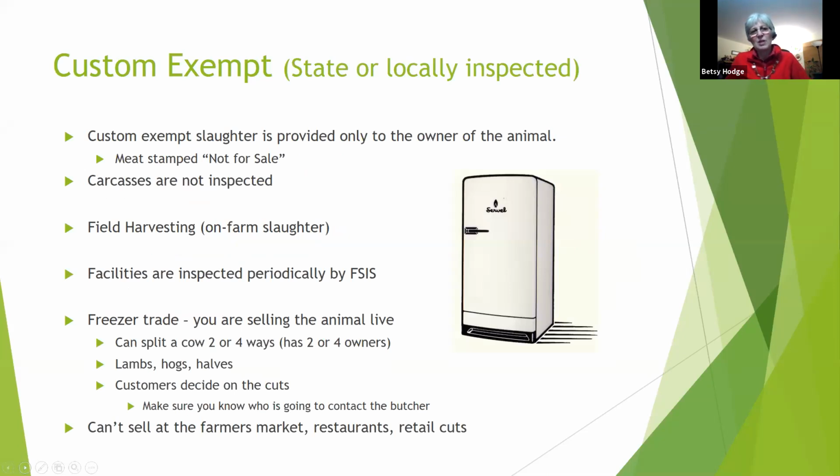Custom exempt, or custom, we often hear it just called custom. Sometimes you call it state inspected. State inspected is sort of a misnomer because the state actually pays the USDA to do the inspection. So although it's called state inspected, it's the same people inspecting the custom plants.